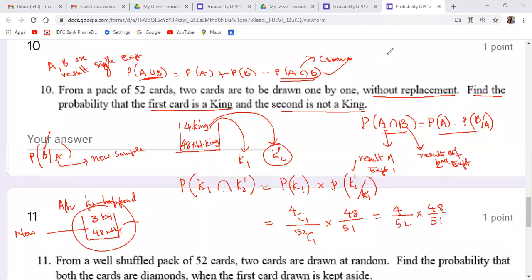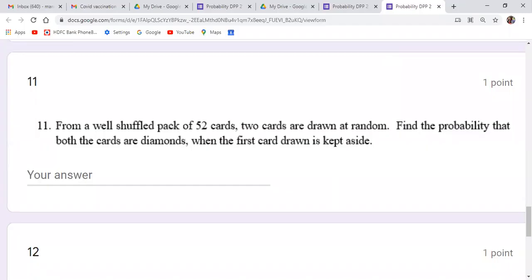Ask me like this. It will be very easy to clear, and then I'll also know that you're thinking. From a pack of 52 cards, 2 cards are drawn at random. Find the probability that both cards are diamond when the first card is kept aside. So how many experiments are there in this? 2 experiments, sir, because first card is kept aside means one by one only.